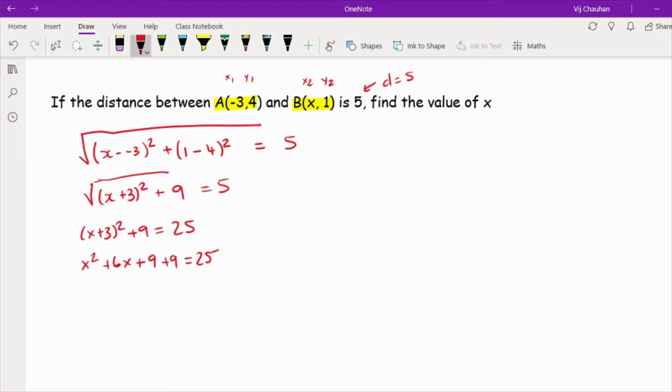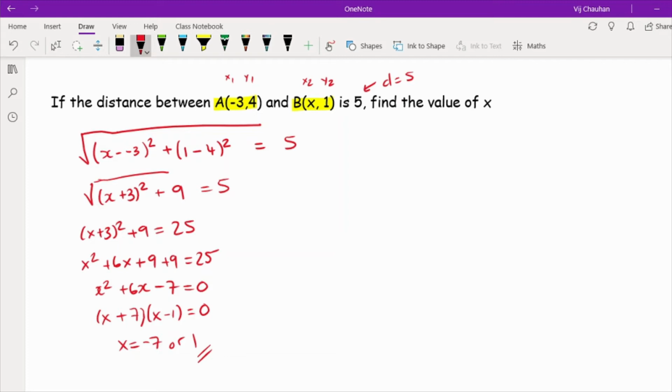And as you can see, this is slowly now looking like a quadratic. So here I'm going to end up with x squared plus 6x minus 7 equals 0, because 9 plus 9 is 18, and 18 take away 25 gives me minus 7. And this does nicely factorize as x plus 7, x minus 1 equals 0. So I've got 2 values of x, which is going to be minus 7 or positive 1.